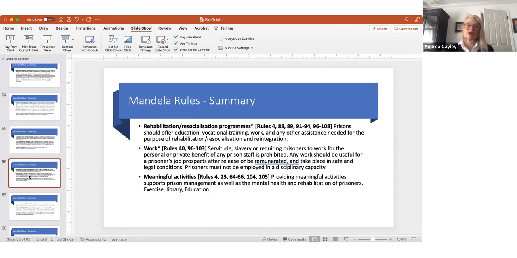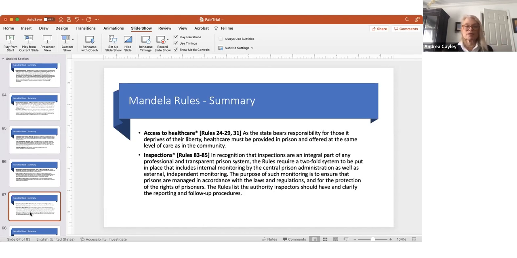Rehabilitation. Prisons should offer education, training. In the US, that's a big thing in terms of libraries, education, teachers coming in. Work. They should never be allowed to work in a form that would be considered servitude or slavery. Any work should give a minimal remuneration. The US has this. Prisoners are put to work. They earn very little, but they are remunerated for their labor. They cannot work for free because that's considered slavery. Providing meaningful activities such as mental health, rehabilitation, exercise, library, education.